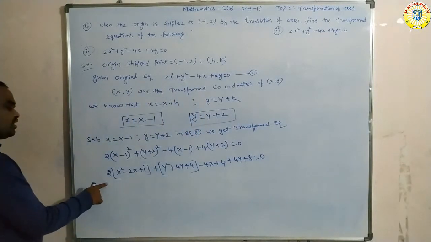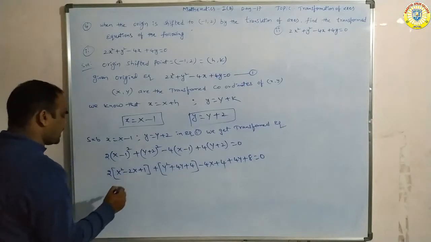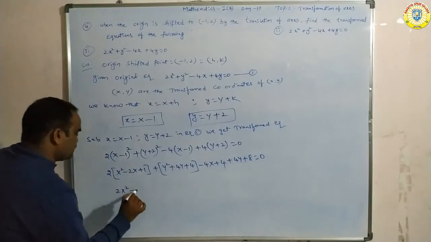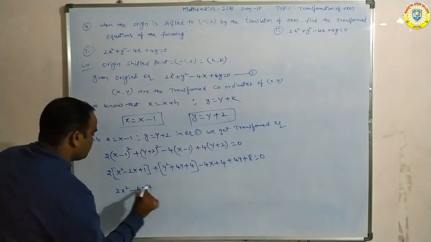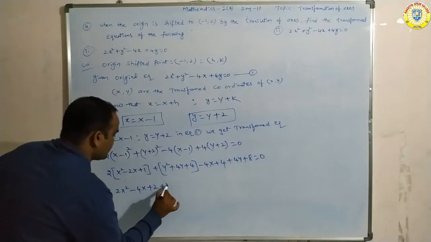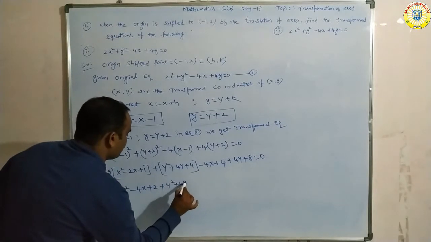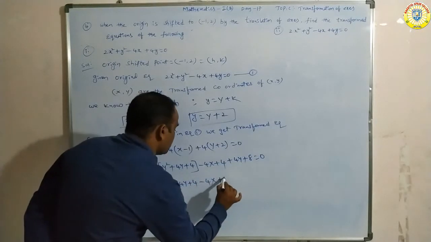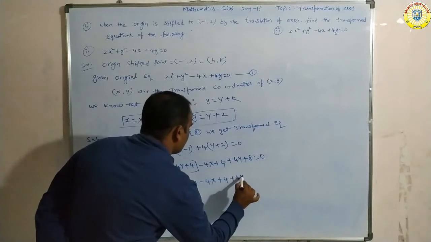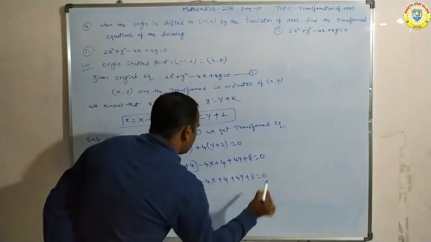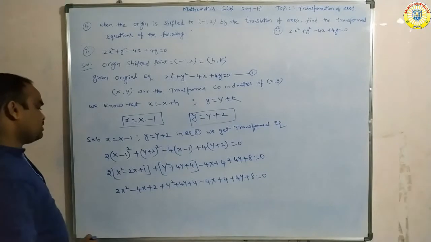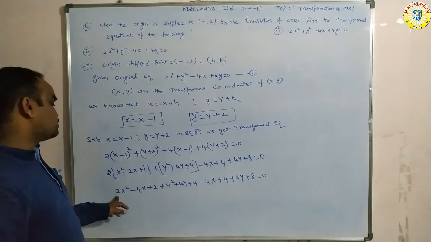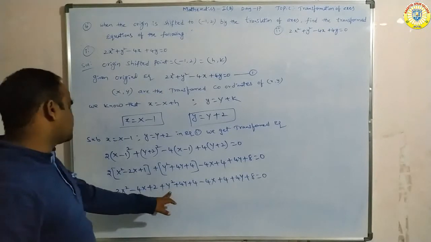Now we are simplifying this one. The 2 value multiplies inside: 2 into capital X squared is 2X squared, 2 into minus 2X is minus 4X, plus 2 into 1 is 2. Here capital Y squared plus 4Y plus 4, here minus 4X plus 4, plus 4 into capital Y, plus 8 is equal to 0. Here observe this one. Does any value cancel? Not cancel. Here, how many X squared terms are there? Only one X squared term is there. Only one Y squared term is there.